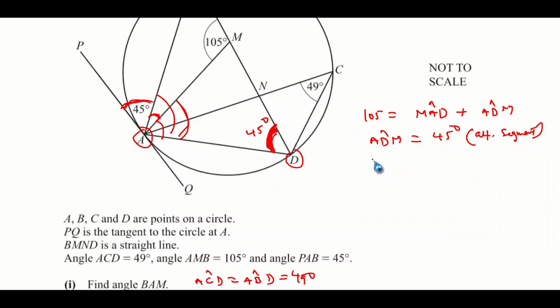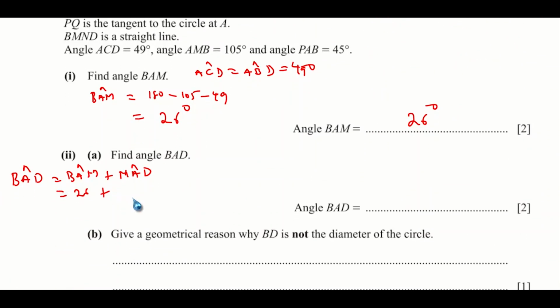So that means 105 is equal to MAD plus ADM, which is 45 degrees. So MAD will be equal to 105 minus 45 degrees, which is equal to 60 degrees. Then I can now come here: MAD is equal to 60 degrees, then this will be equal to 86 degrees.